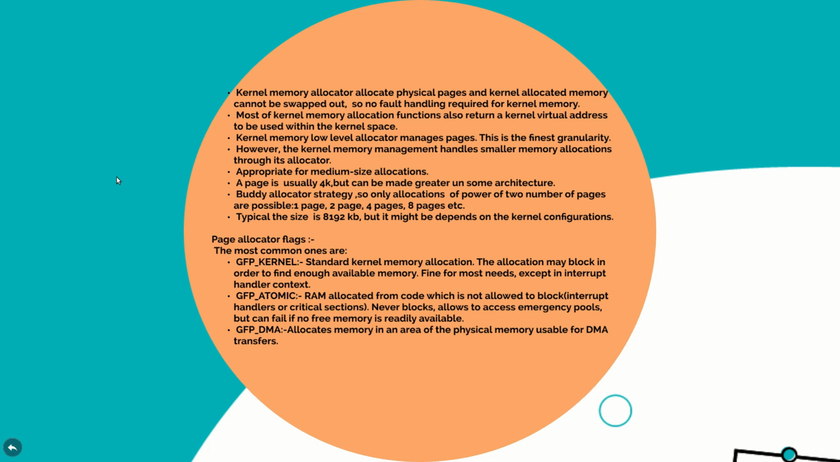And in a kernel memory allocator, the second parameter we need to pass is a flag. The most common ones, as I have mentioned, are GFP_KERNEL, GFP_ATOMIC, and GFP_DMA. In most of the coding we use GFP_KERNEL. There are a few cases where we deal with interrupts, and there we use GFP_ATOMIC. And GFP_DMA, you already know about DMA. It will allocate the memory in an area of physical memory usable for DMA transfers.